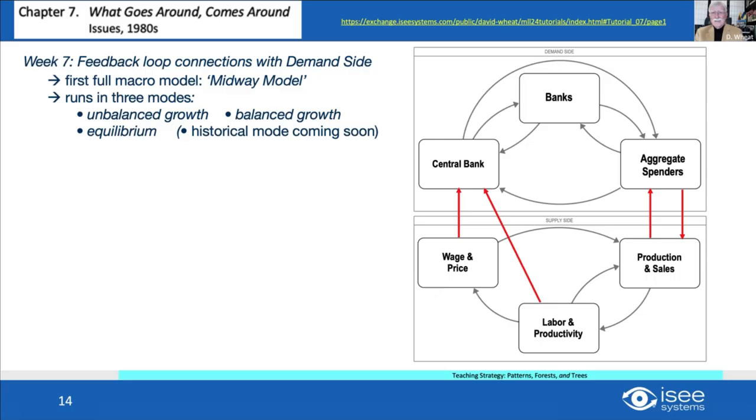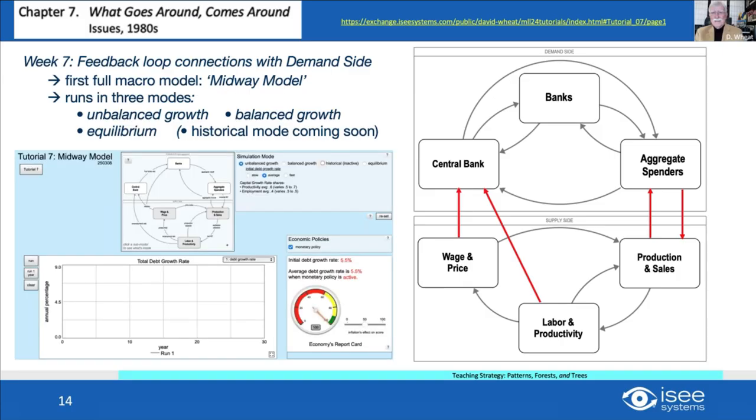And the model runs in 3 modes right now. It runs at unbalanced growth, which is the more common and realistic growth, so that everything is a little bit unpredictable. Not necessarily random, but nothing is set in equilibrium to begin with. And it's not like balanced growth where you have the same and constant growth rates all the time. But it will do all 3 of those. And there will be a historical mode before too long. This is the interface that you'll find online, and you can play with the model to your heart's content. And also click on Tutorial 7 button and read a little bit about this model.